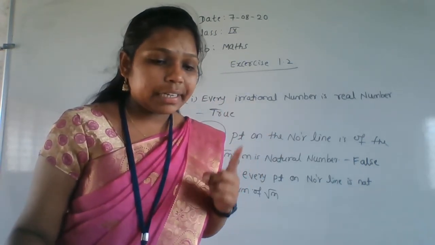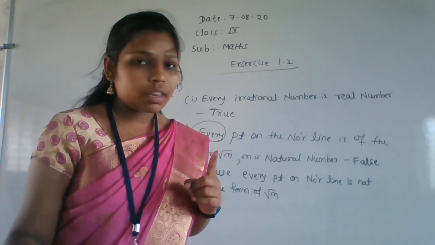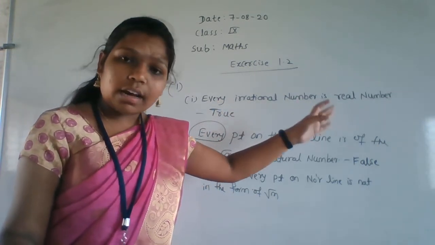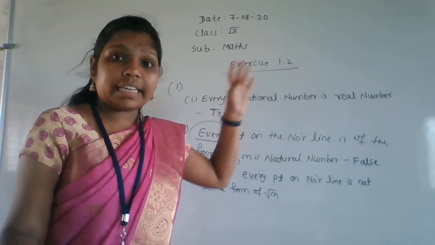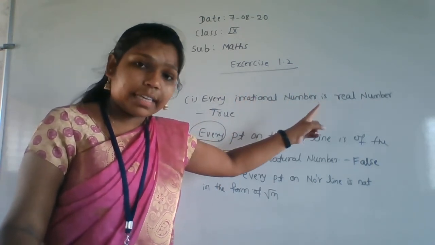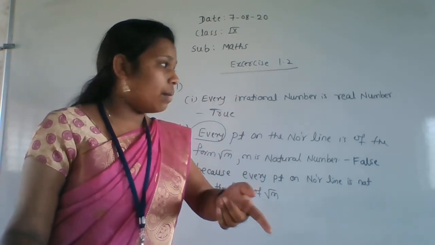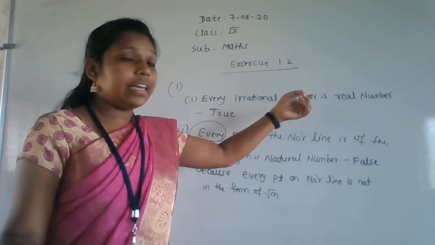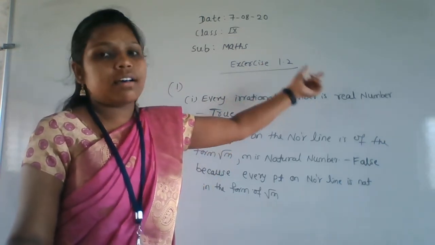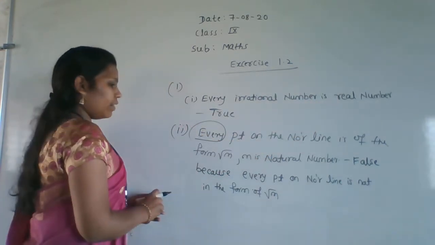So every real number is an irrational number. Whether it is true? No, it is not true. Because every irrational number is a real number, but every real number is not an irrational number, because a real number contains both the rational numbers as well as the irrational numbers. So every real number is not irrational, but every irrational number is a real number. Getting my point everyone? Okay, I hope everyone is getting it.